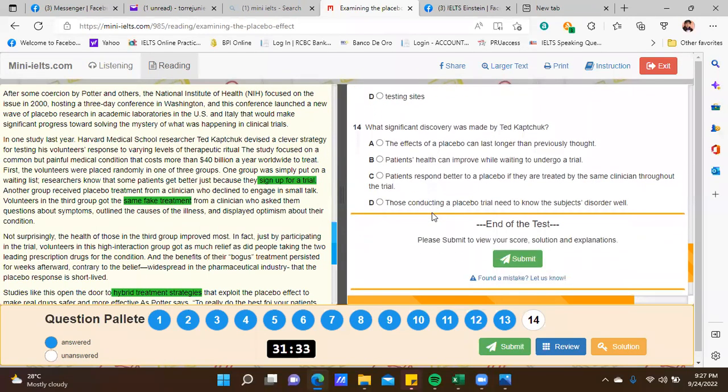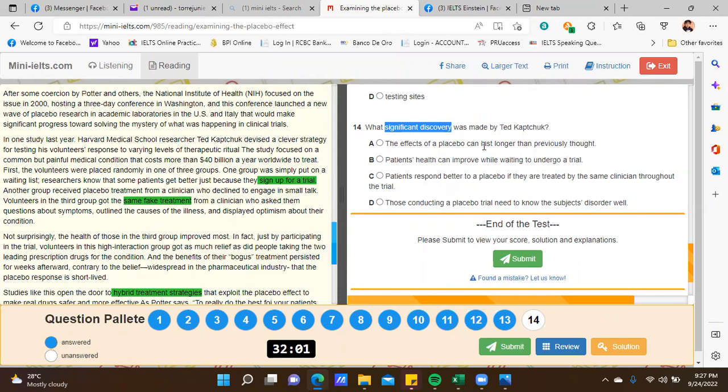The effects of placebo can last longer than previously thought. Patients can improve while waiting to undergo a trial. Pero guys, significant, di ba? Tama yung A, tama yung B. Patients respond better to a placebo if they're treated by the same clinician throughout the trial. Those conducting a placebo trial need to know the subject's disorder well. Ano ba dun? A, sir, A.